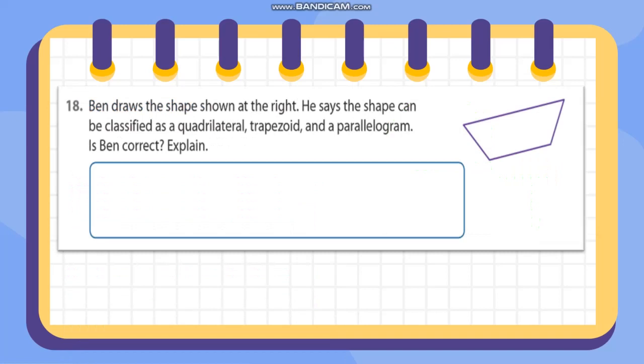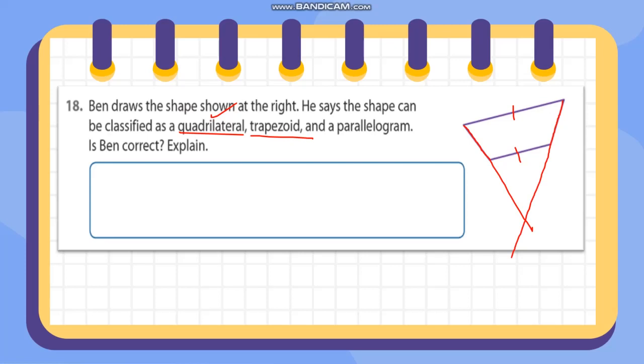Number 18, Dan draws the shape shown at the right. He says the shape can be classified as a quadrilateral. Yes, it is a quadrilateral because it has 4 sides and 4 angles. So that's right. How about trapezoid? Yes, it is a trapezoid because there is one parallel side. Okay, this is not parallel, because if I continue the line, they will intersect, they cross, or they meet.